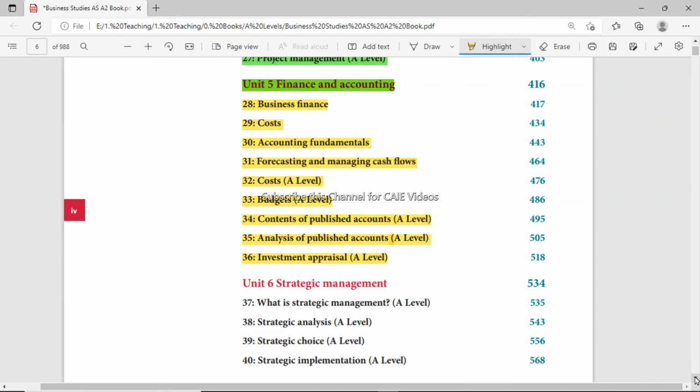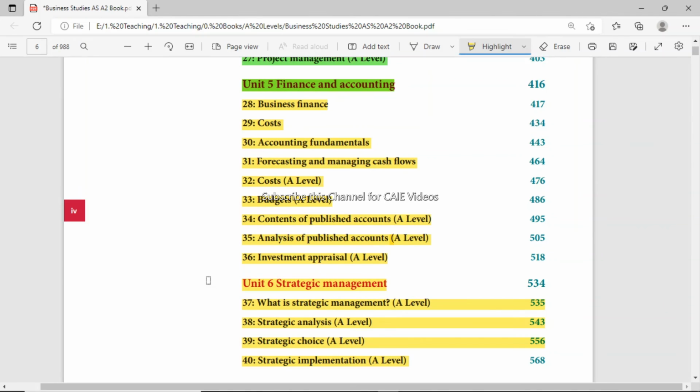Then finally, we have strategic management in unit number 6. And yes, by the way, unit number 6 is for A-level students, and sections 37 to 40 will be related to strategic management. What is strategic management, strategic analysis, strategic choice, strategic implementation? These will be covered in unit number 6.